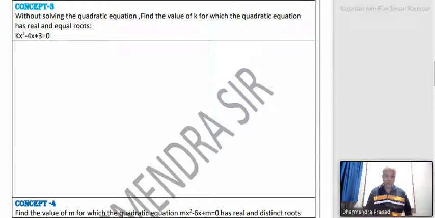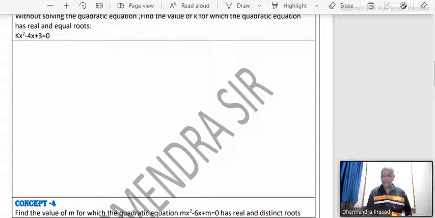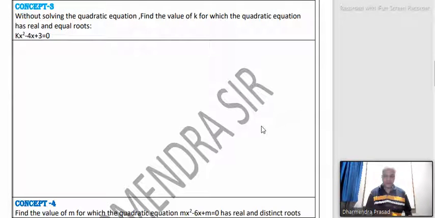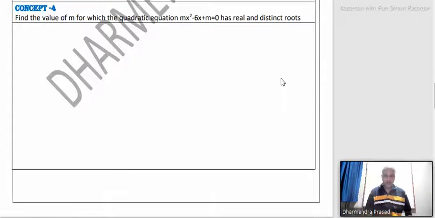Question number 4. Find the value of m for which the quadratic equation mx square minus 6x plus m is equal to 0 has real and distinct roots.